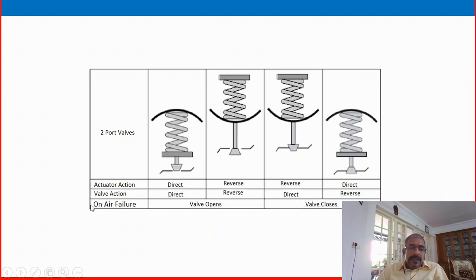What happens on air failure? We already discussed that for the operation of this diaphragm plate, we are sending, we are pushing the air. That is the driver actually. So when that driver stops, or the air stops, the word here is on air failure, AF, air failure. Air fail, we stop the air.